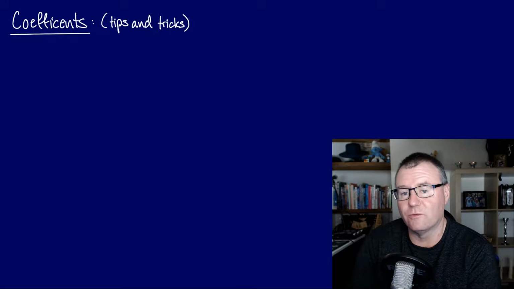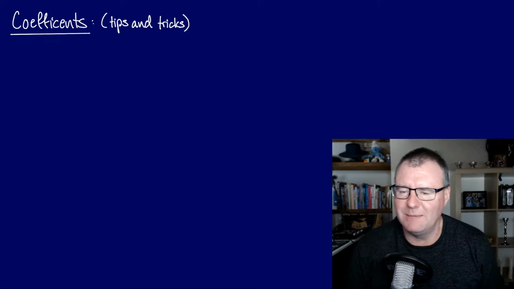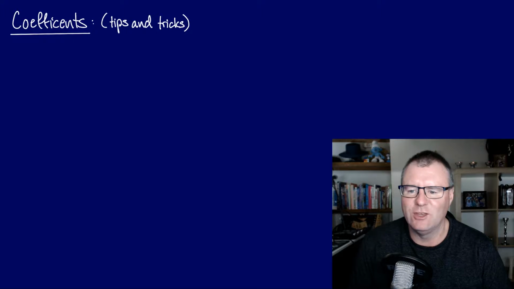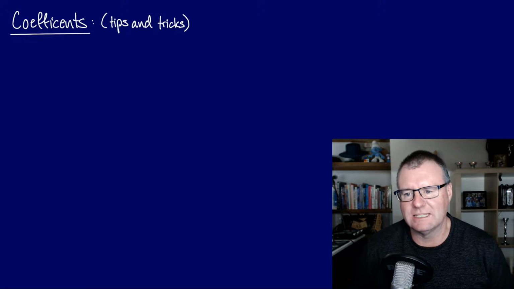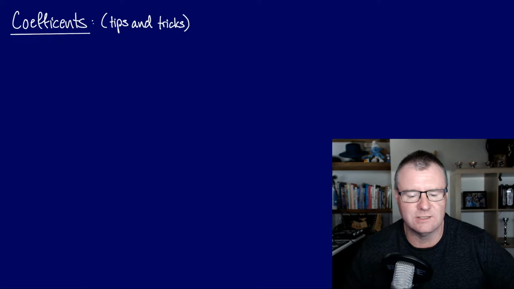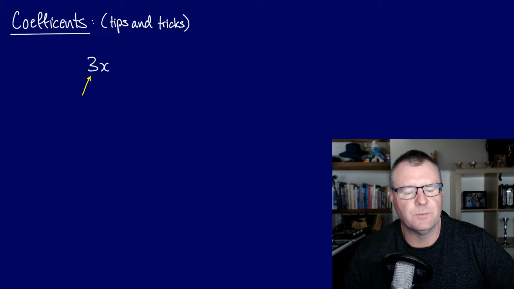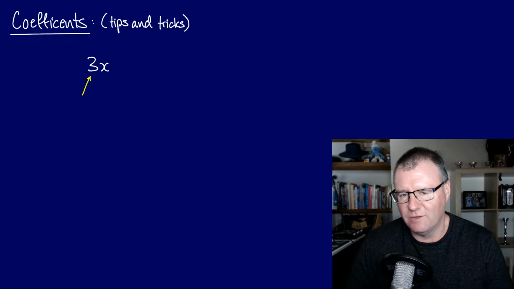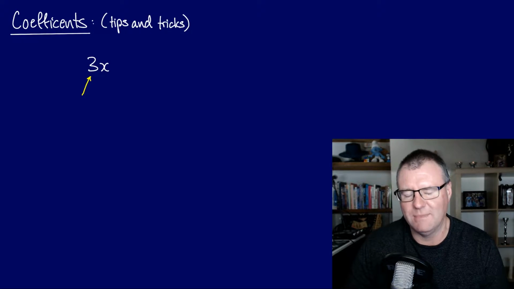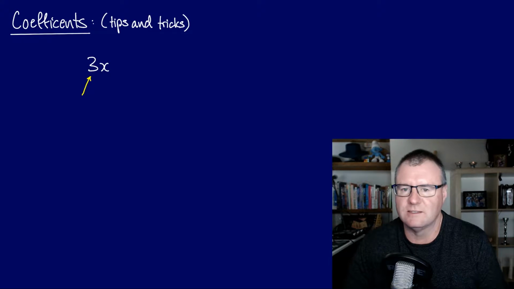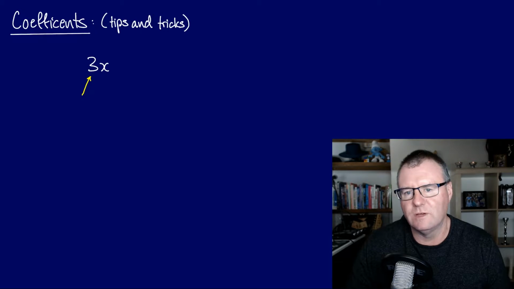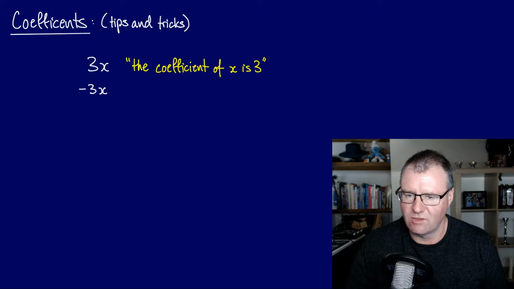Hey, we're going to talk for a little bit about some tips and tricks that you can use to help you understand what's going on with coefficients in algebra. Remember, a coefficient is just the number that's in front of a letter in a term. In this case, the term is 3x. The coefficient of x is 3.